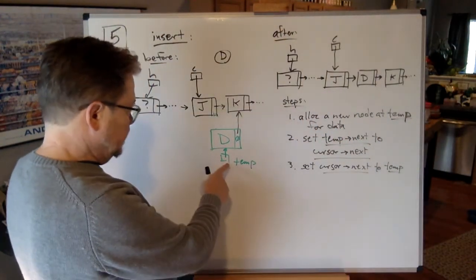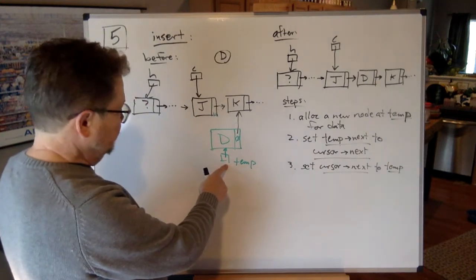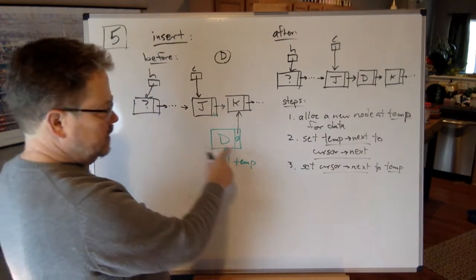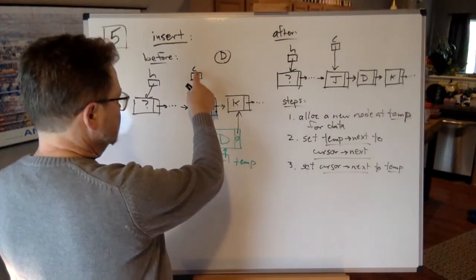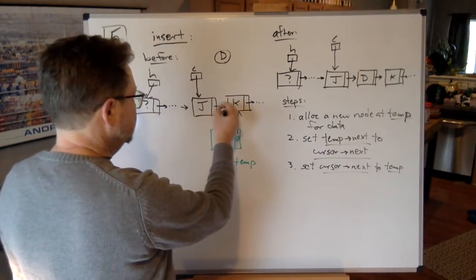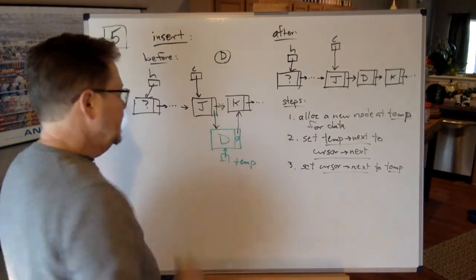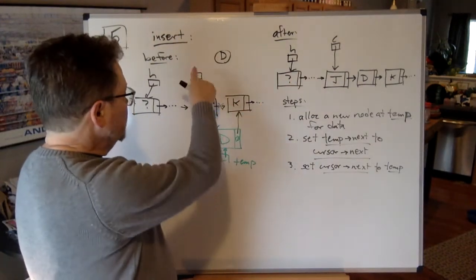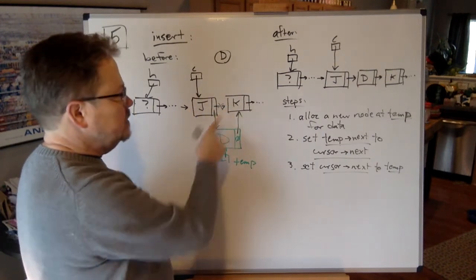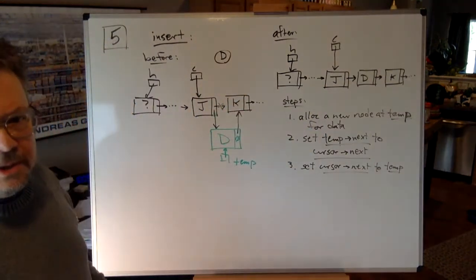Cursor arrow next to temp. Here's temp. This is the right-hand side. That's the address of node D. So take the address of node D and put that in cursor arrow next. Put the address of node D in there. And again, it's all crooked, but it is the after picture. Cursor points at J, J points at D, D points at K, and voila, that's exactly what we wanted.